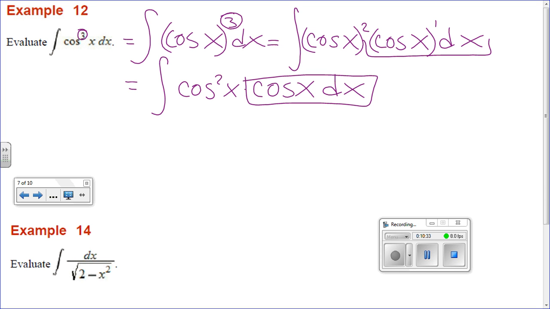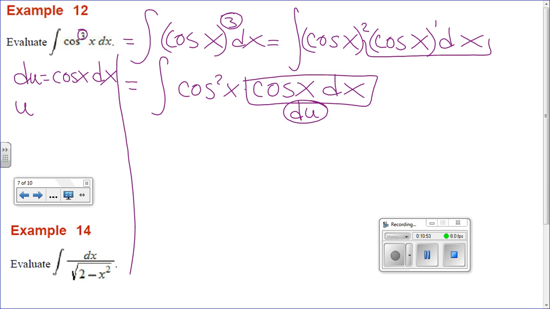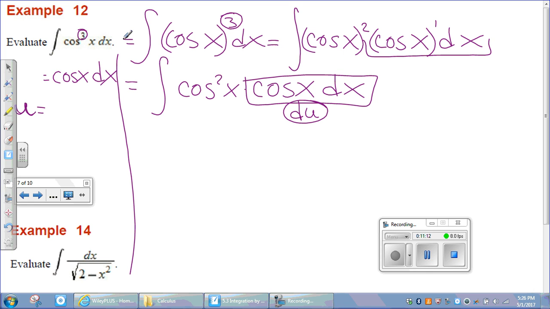So once we're there, what I'm going to do, instead of selecting something to be u, I'm going to select this quantity here to be du, all of it. So if I do that, if I say that is du, cosine x dx, let's think about what u should be. And so to think about that, don't think about what's the derivative of u, but think what is the integral of du, because if you get that, you will be getting u, and that's what we need. So the integral of cosine x is sine x.